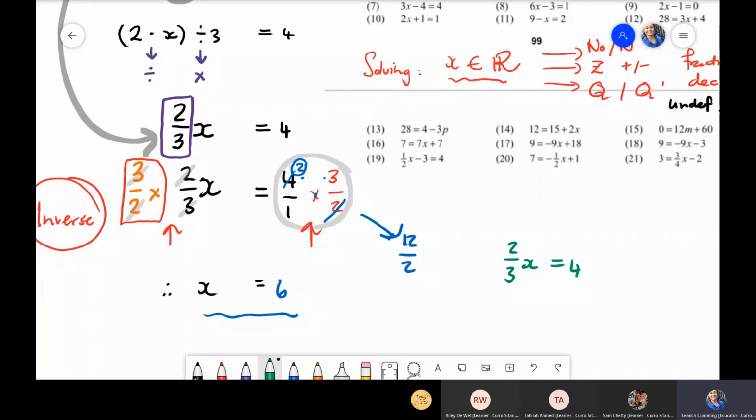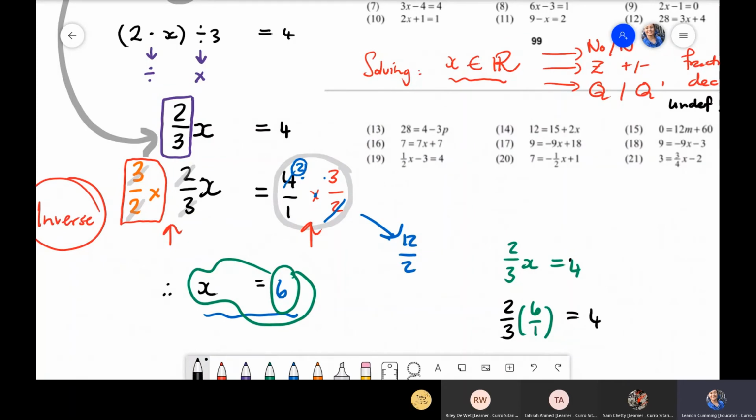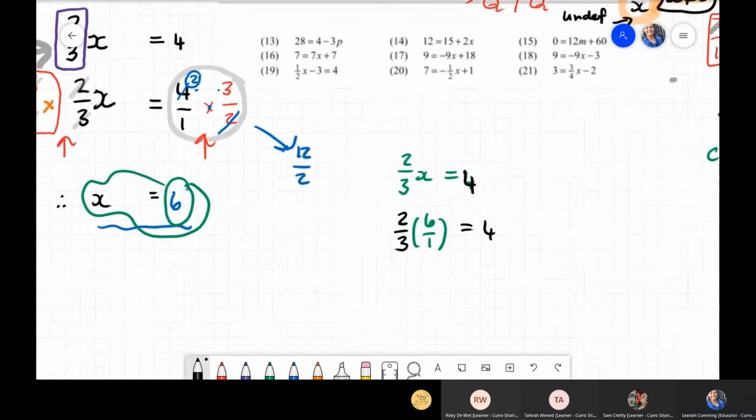And I plug this value into my answer, and I see, do I in fact have equal to 4? I'm putting 6 over 1 so that I can see how my fraction compares to this coefficient. I have 3 divided by 3 is 1. 6 divided by 3 is 2. 2 times 2 is 4. 4 is equal to 4. Left-hand side equal to right-hand side.